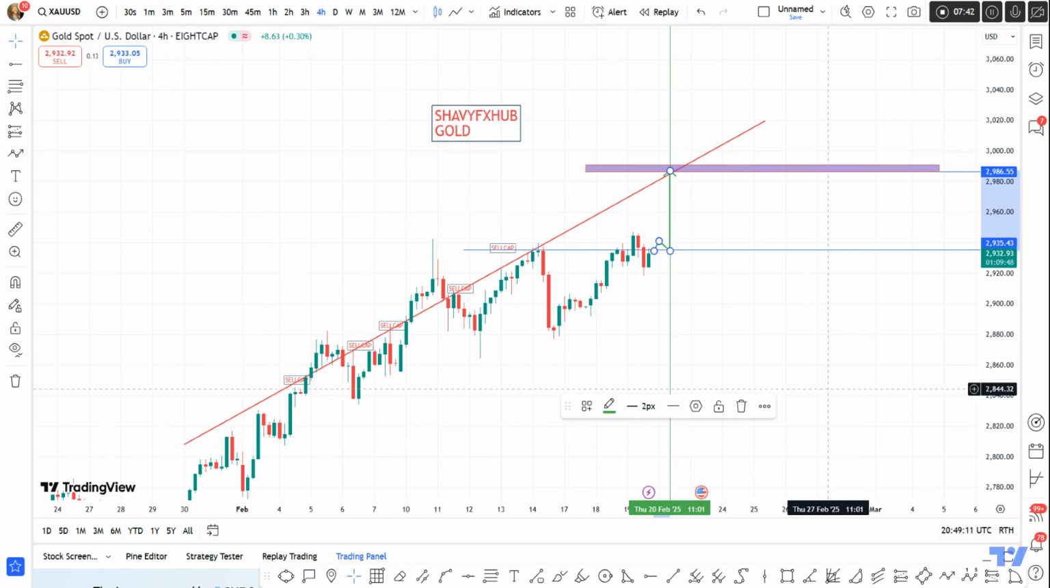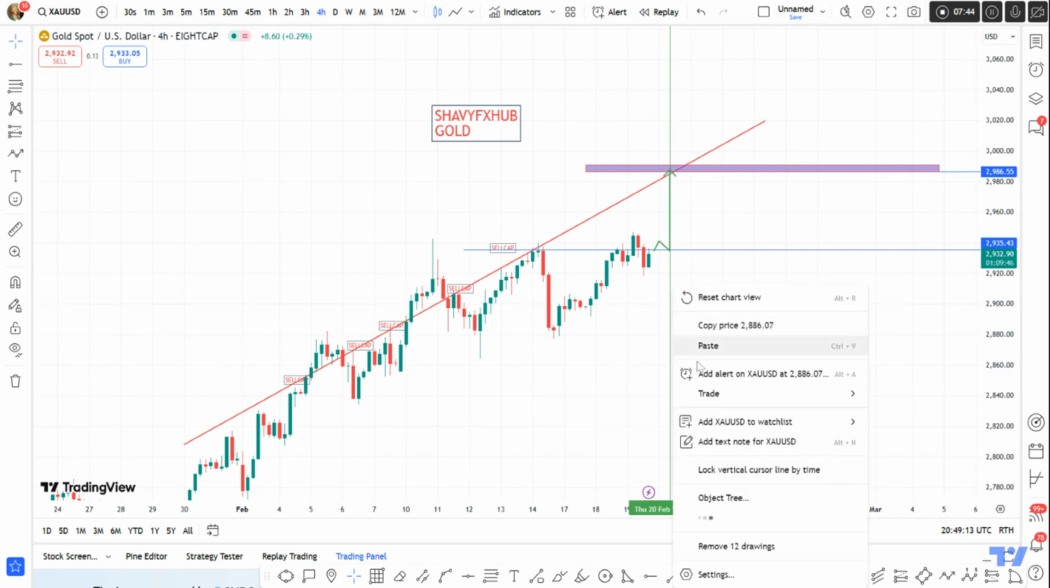And look at how it rejected that 4 hours candle towards the close of the market. The market tapped into 2,936.35 and it's rejected. It's rejecting because on 4 hours, 2,935.43 is a supply roof. So now what are you praying for? Break and close. How can it break it?